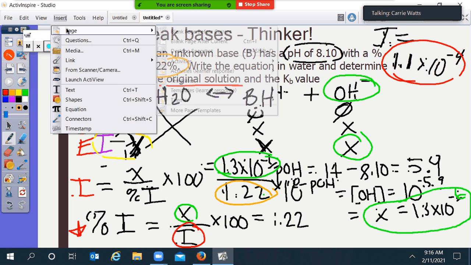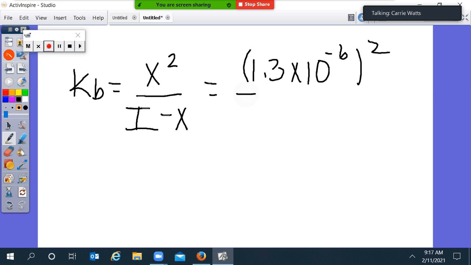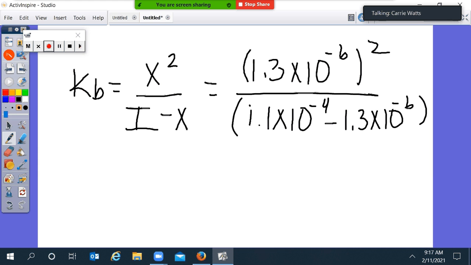Remember the KB expression I had on there that I erased, but instead I'm going to plug in the actual values of x. So KB is going to be, remember, x squared over I minus x. I've got all the values now, so that's 1.3 times 10 to the negative 6, squared, over 1.1 times 10 to the negative fourth minus the x, which is 1.3 times 10 to the negative 6. You can see how negligible that is, right? And I end up with a KB. I may not have subtracted this one, so you may be a little off, but I got 1.5 times 10 to the negative 8 as my KB for this problem.